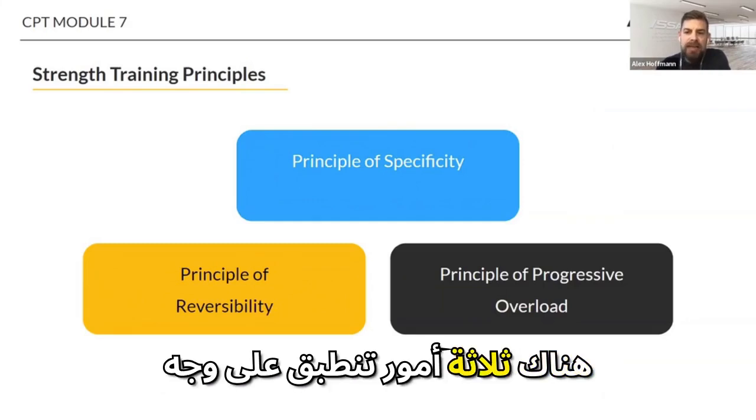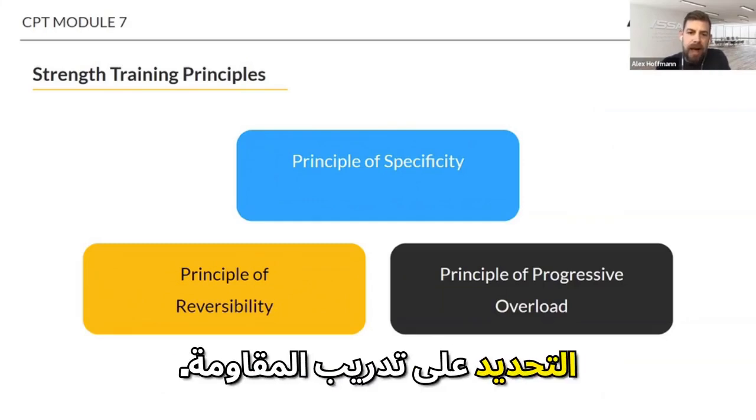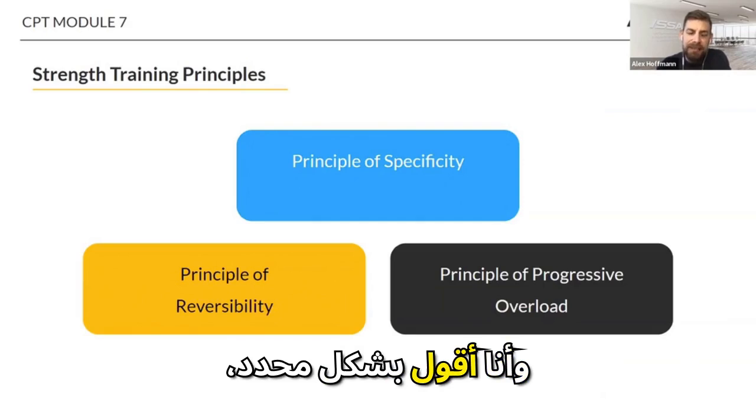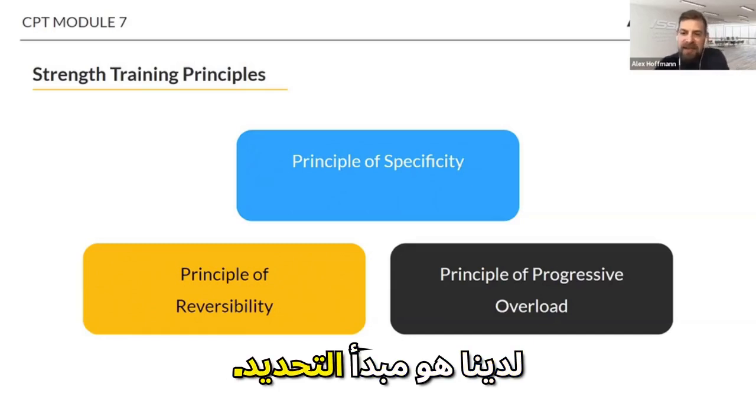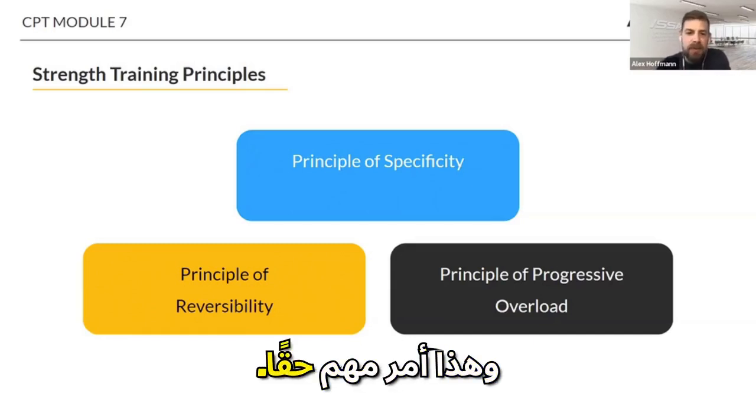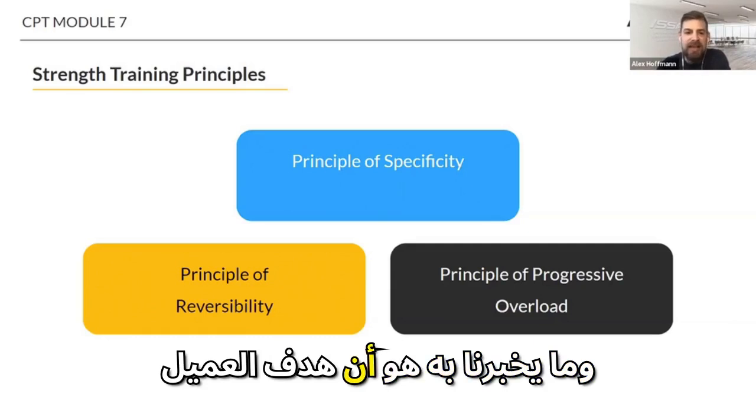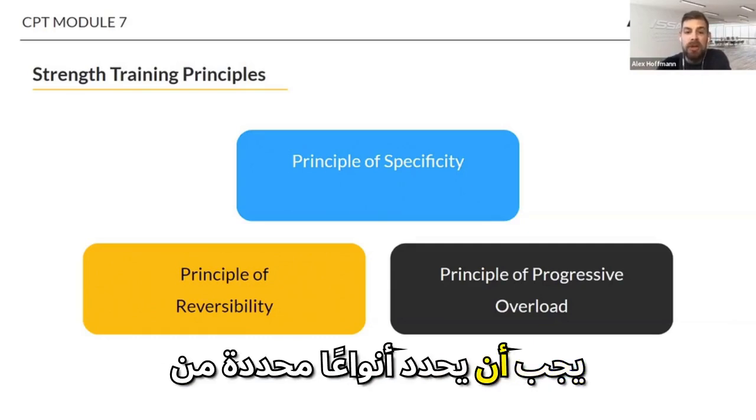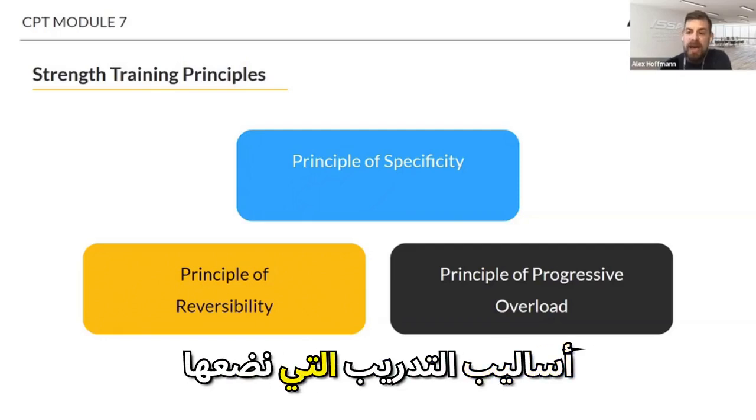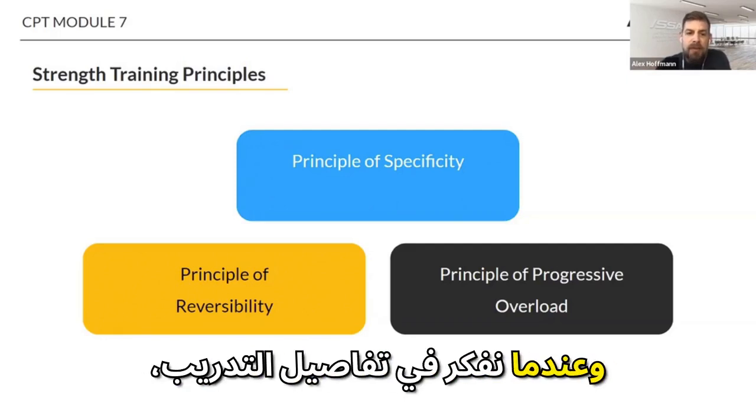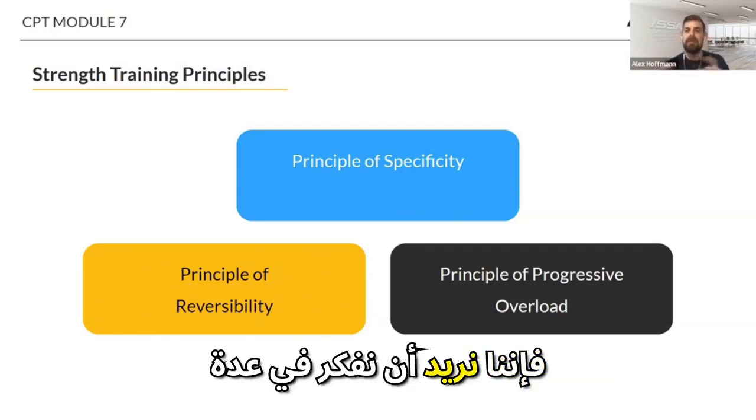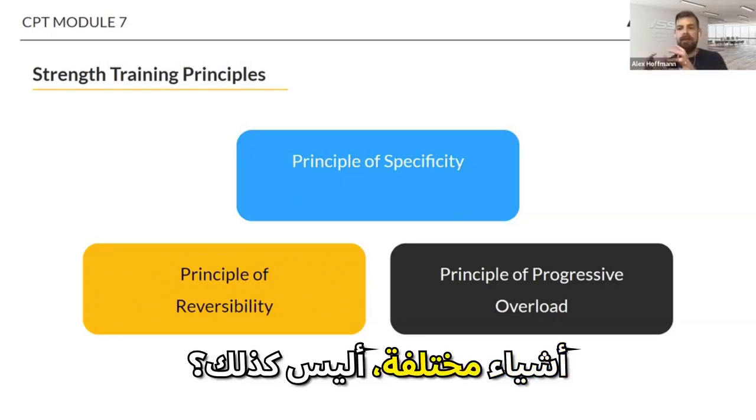However, there's 3 specifically that apply to resistance training, and I'm saying specifically. And our first training principle is the principle of specificity, and this is a really important one. What it's telling us is that a client's goal should determine the specific types of training modalities that we place into the individual's training program. And when we're thinking about specificity of training, we want to think about a few different things, right?